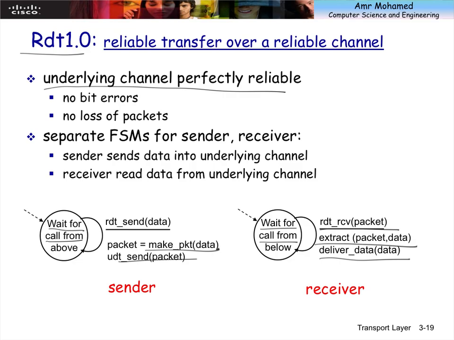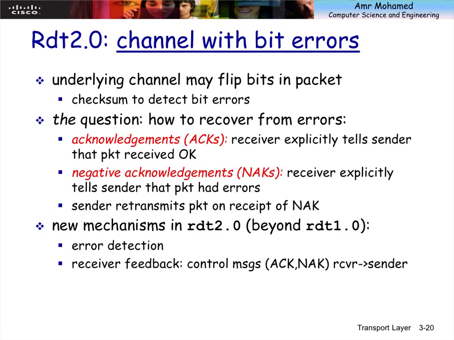Clear? Very easy. Of course, our assumption is a very perfect assumption, and it's not realistic. So what is a more realistic assumption? The next level is: we assume that the channel guarantees the delivery of the packet, but it doesn't guarantee the correctness of the packet when it arrives.